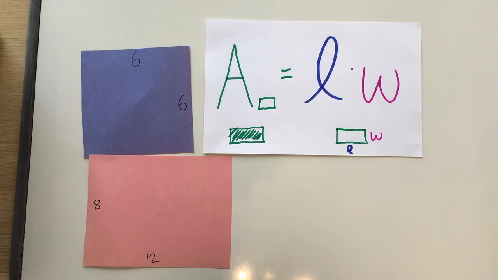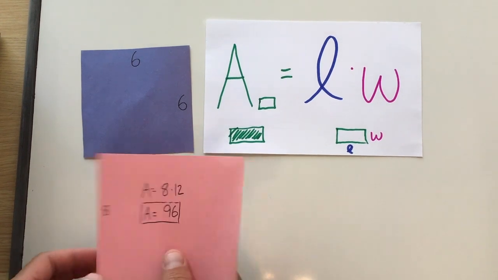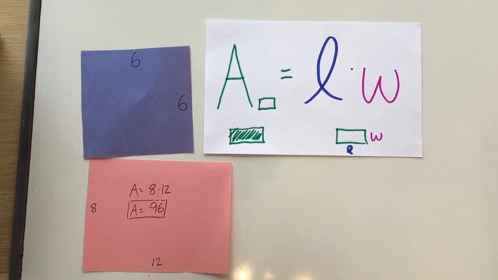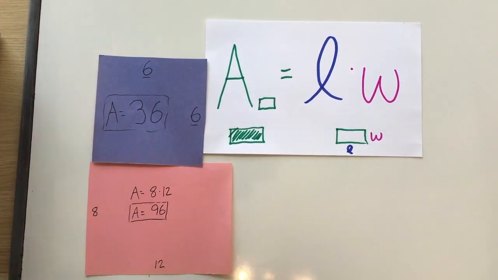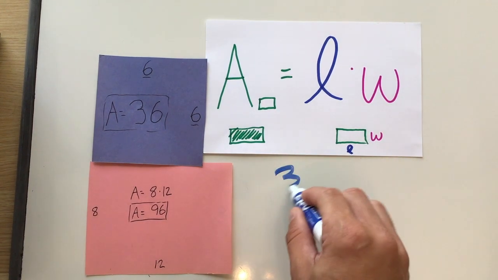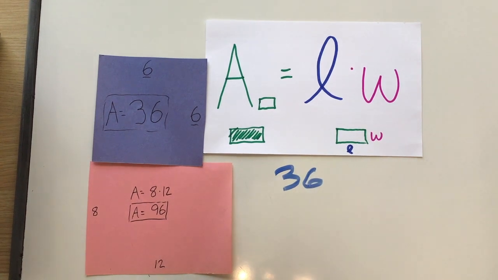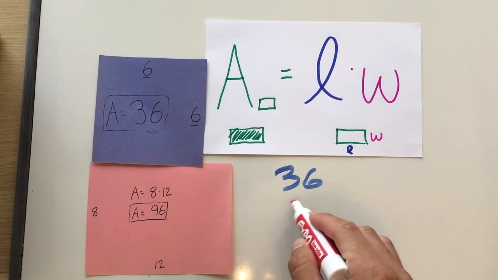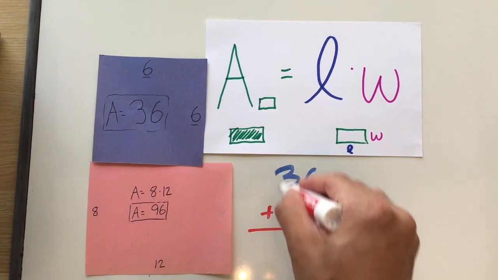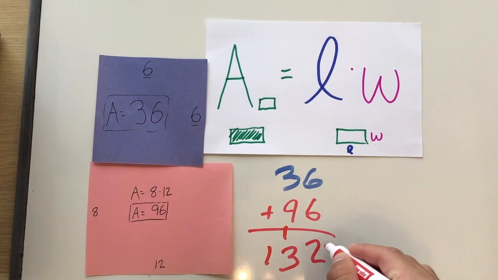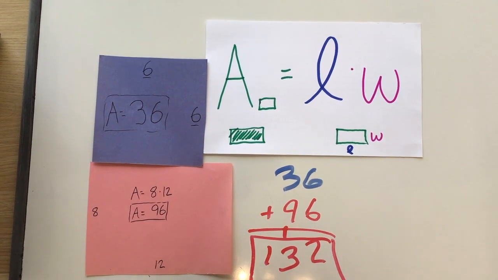Because area is additive, we can add any two shapes together to see the space they take up. I could add a rectangle and a square. The area of a rectangle is its length times width. Since a square is a rectangle, the length and the width are the same number. So since area is additive, the area of my square is 36. The area of my rectangle is 96. And the area of the composite shape, bringing them together, is 132 square units.